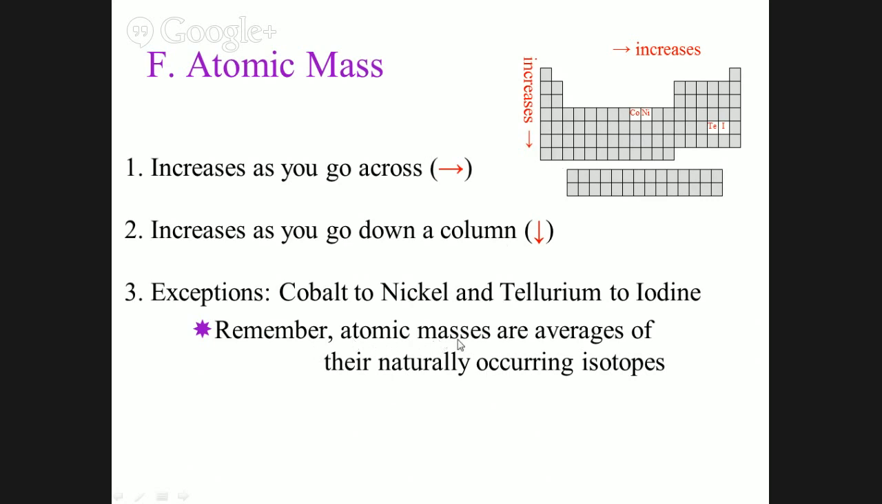Well, that has to do with the fact that those masses are actually averages of the isotopes. What's an isotope? Different forms of the same atom with different numbers of neutrons. And so while on average, nickel might have, say, 30 neutrons, some of the isotopes might only have 29 and some of them might have 31. And it's that averaging that leads to an average for nickel being a little bit smaller than the average for cobalt. Most of the time, things just go up as they go across, mass-wise. Most of the time, they just get bigger as they go down. But there are these two exceptions to the rule.